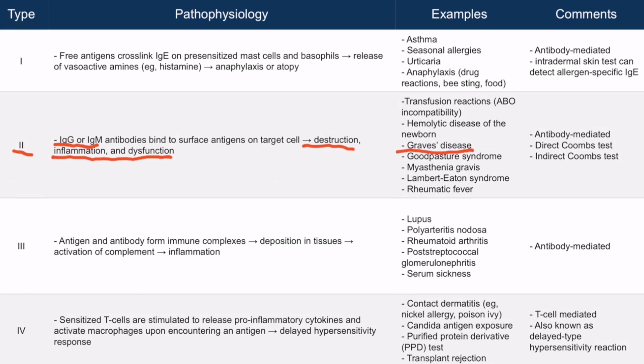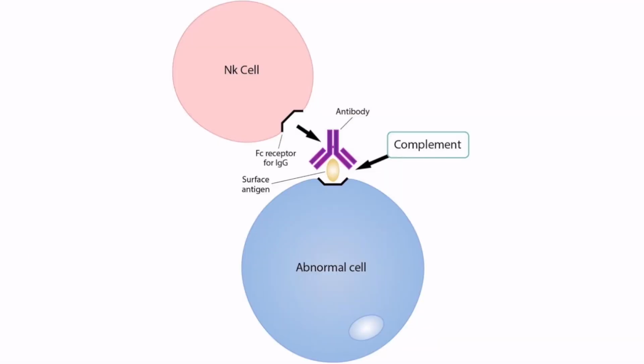to secrete more hormones. Here's an image to help illustrate the pathophysiology of a type 2 hypersensitivity reaction. An IgM or IgG antibody binds to a surface antigen, thereby making the cell appear abnormal to the immune system and marking the cell for dysfunction, which can take place via activation of complement or recruitment of natural killer cells.